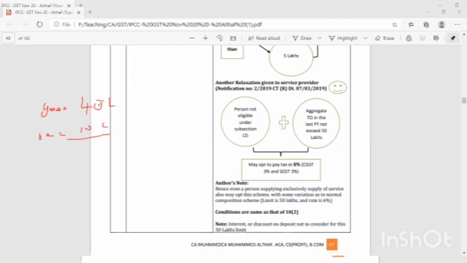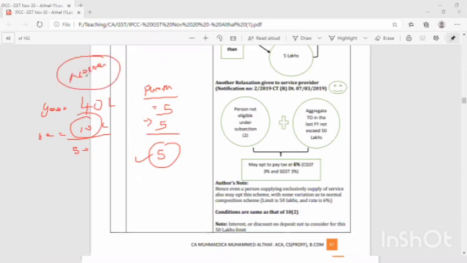So let's check whether he is eligible for normal composition, because normal composition says that service should be within the permissible limit. Permissible limit is that total turnover is coming to 50 lakh. So 10% of the 50 lakh is 5 lakhs, or rupees 5 lakh, whichever is higher. So that comes to 5 lakh. That means the permissible limit is 5 lakh. He can supply service only up to 5 lakh, but he is supplying 10 lakh. That means he is not eligible for normal composition.